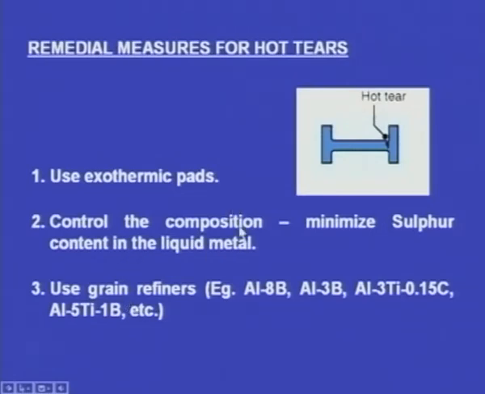Next one, control the composition. Minimize the sulfur content in the liquid metal. Then the hot tearing will come down.